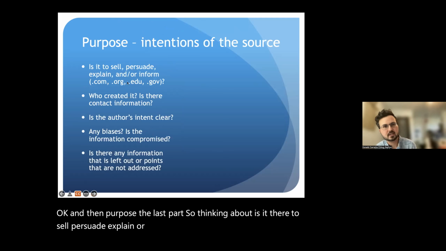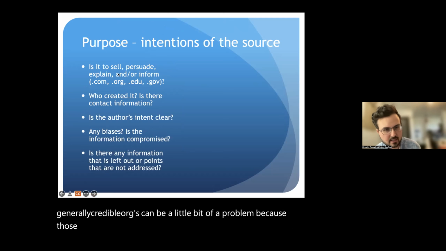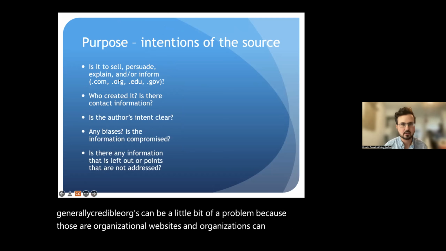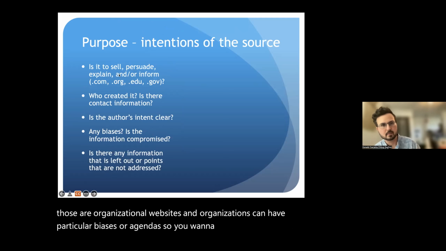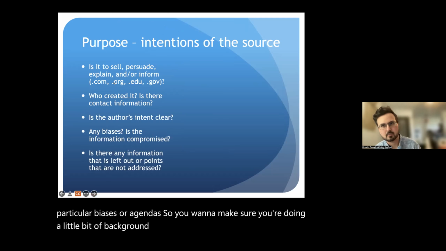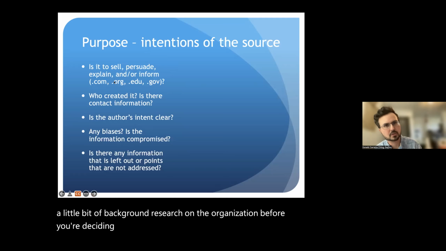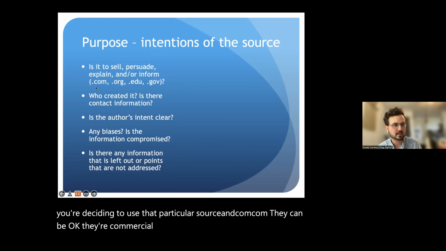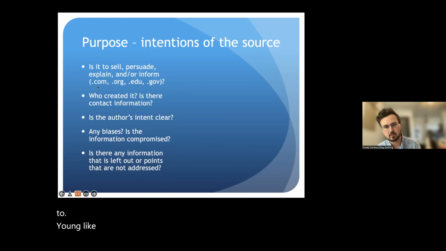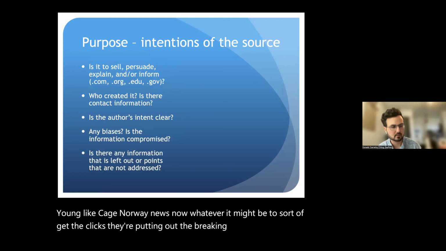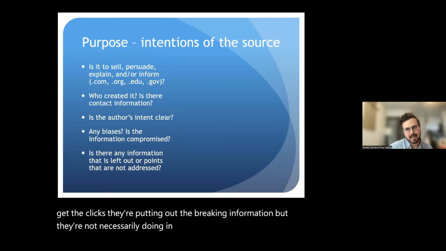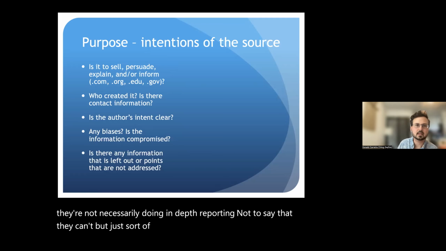Being mindful that .edus and .govs are generally credible. .orgs can be a little bit of a problem because those are organizational websites, and organizations can have particular biases or agendas. So you want to make sure you're doing a little bit of background research on the organization before you decide to use that particular source. And .coms, they can be okay. They're commercial sites. They might be there just to, like KHON or Hawaii News Now, whatever it might be, get the clicks. They're putting out the breaking information, but they're not necessarily doing in-depth reporting. Not to say that they can't, but keep that in mind.